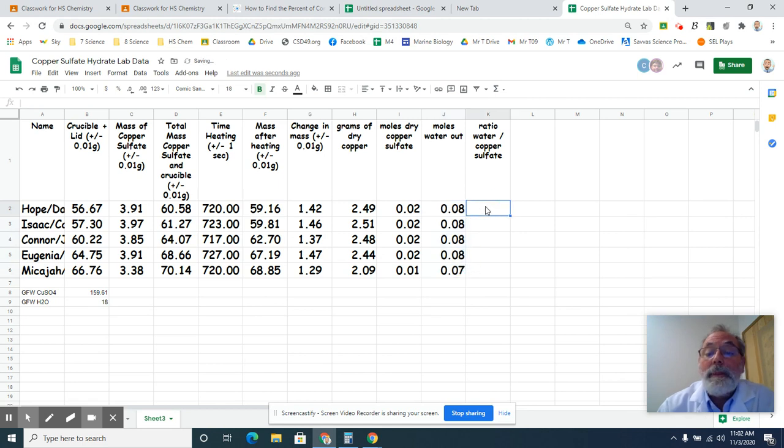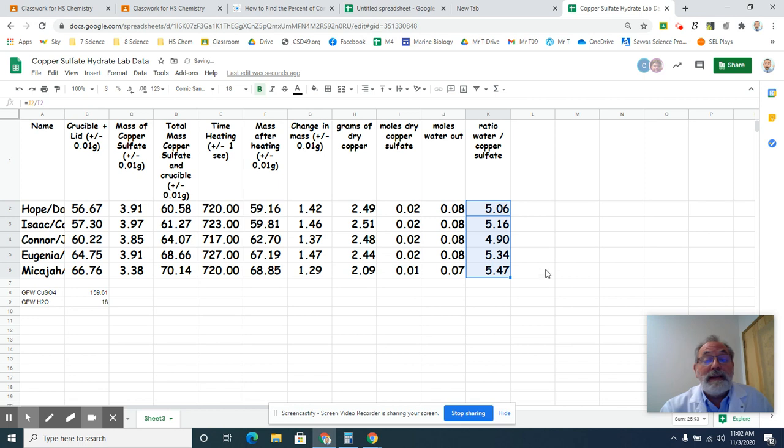Now, the mole ratio is the moles of water divided by the moles of copper sulfate. The larger one divided by the smaller one. So we go moles of water equals this block divided by this block. And then you just drag those down and it copies them all.